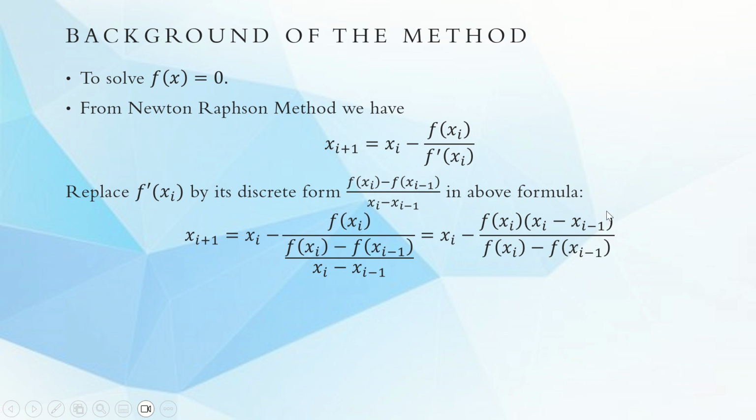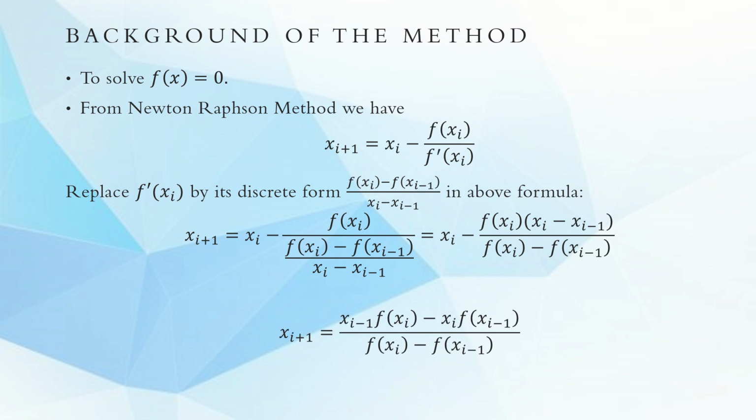And then after simplifying this, because you can just take this to the numerator, we get this expression. We can use this formula for the secant method as well, and we can simplify it by taking the LCM. After simplification, we get x i minus 1 f of x i minus x i into f of x i minus 1 divided by f of x i minus f of x i minus 1. So this formula is used for the secant method. These are the iterations which are developed for the secant method.